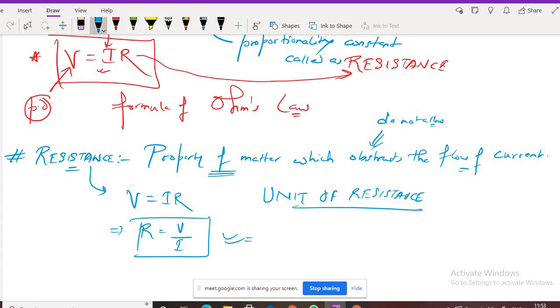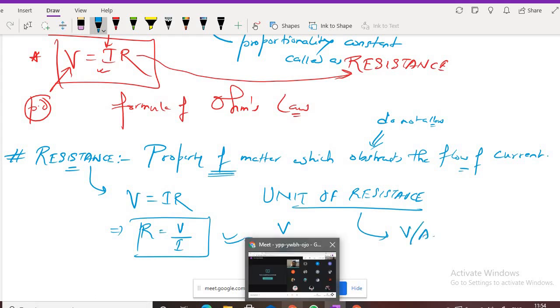From here only you can say, the unit of potential difference is volt and the unit of current is ampere. So the unit of resistance we can say is volt per ampere. Generally we don't use that. What we use is ohm, O-H-M. Always write it in small letters; I used capital letters only for explaining.